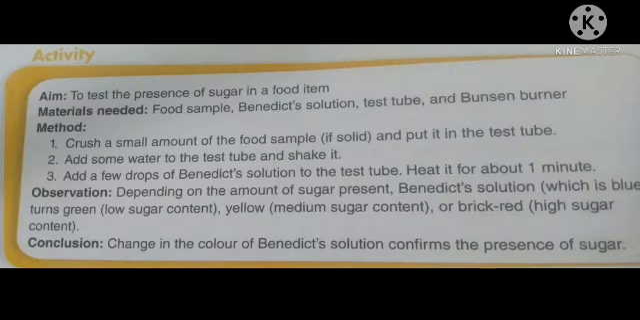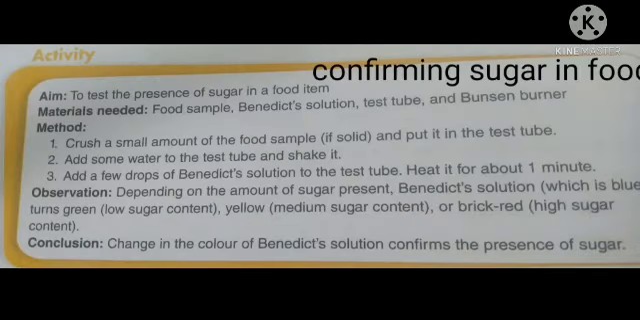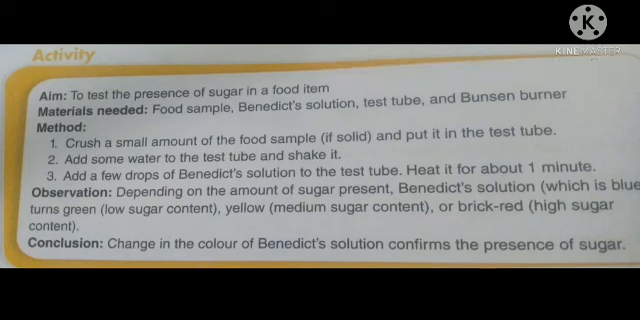Let us undertake an activity to test the presence of sugar in a food item. The materials required would be a food sample, Benedict solution, test tube, and Bunsen burner. The method would require crushing a small amount of food sample and putting it in the test tube, adding some water to the test tube and shaking it, and then adding a few drops of Benedict solution to the test tube and heating it for about a minute.